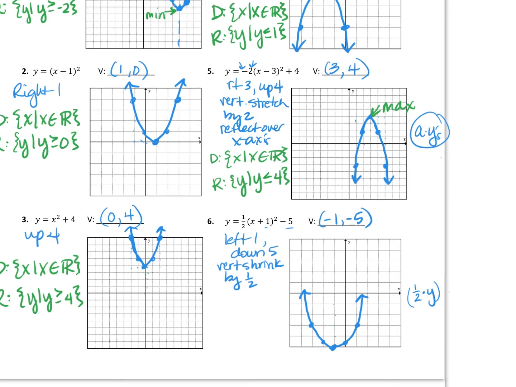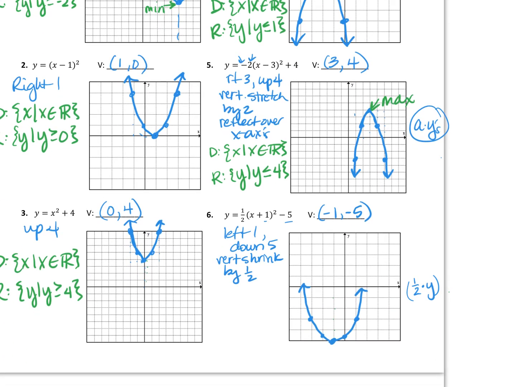And then let's look at number 6. Domain, x such that x is an element of all real numbers. Range, all right, what's going on here? It goes down to, what, -5? But then my y values get higher, so y is greater than or equal to a -5. All right, hopefully this is getting easier with domain and range.